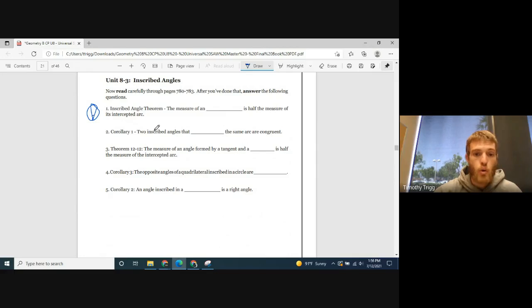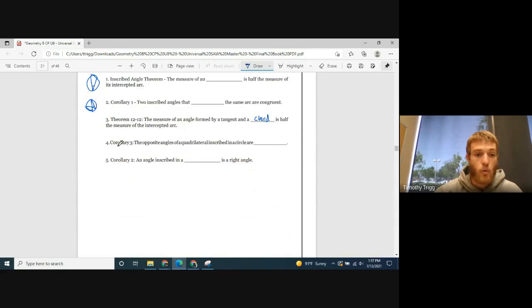Corollary number 1, two inscribed angles that form, you want form right here, the same arc are congruent. So if you have two inscribed angles forming the same arc, so let's say you have this inscribed angle here, and then you have this arc that's formed, and then you have another angle that forms that same arc, then these two angles will be congruent. Theorem 12-12, the measure of an angle formed by a tangent and a chord, so here you want chord, is half the measure of the intercepted arc.